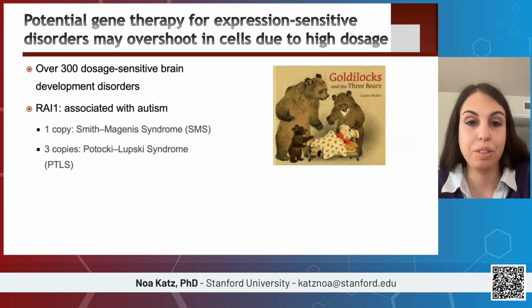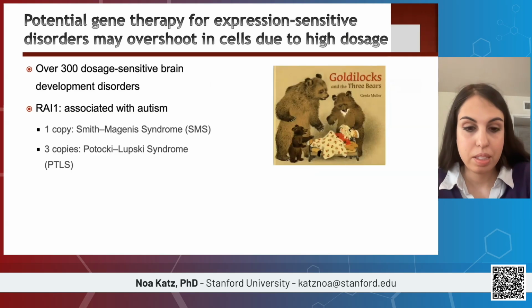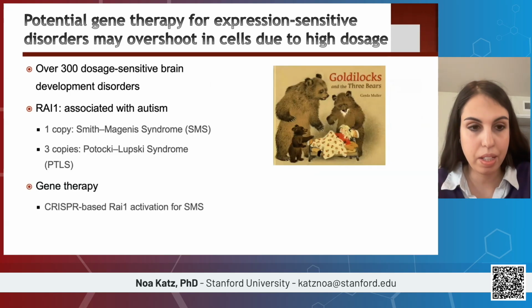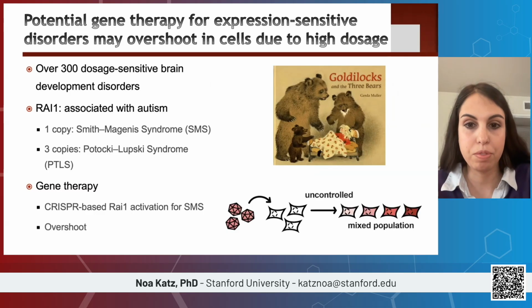So what is dosage sensitive? Think Goldilocks, okay? If we take RAI1 as a proof of concept, healthy people have 2 copies of a gene. Sick people have either 1 copy, causing Smith-Magenis syndrome, or 3 copies, causing Potocki-Lupski syndrome. So we can try and do gene therapy. We can CRISPR activate RAI1 for SMS patients. Unfortunately, because of this variability in delivery, some cells might get too much of that CRISPR, and they will overshoot into the PTLS 3-copy regime.